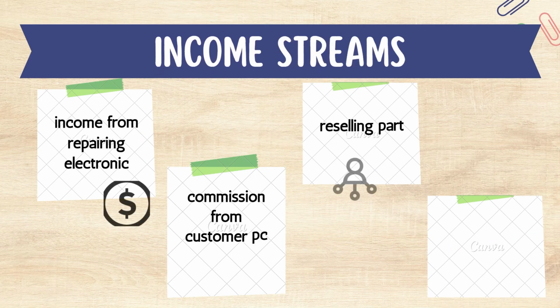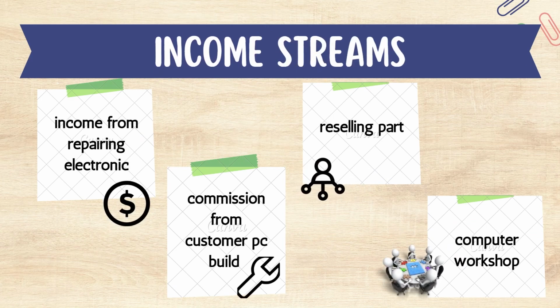Lastly, in the business model canvas, we also have revenue streams. We have four ways, which are income from repairing electronics, commission for customer PC builds, reselling parts, and the computer workshop that we do. The main income comes from repairing electronics.